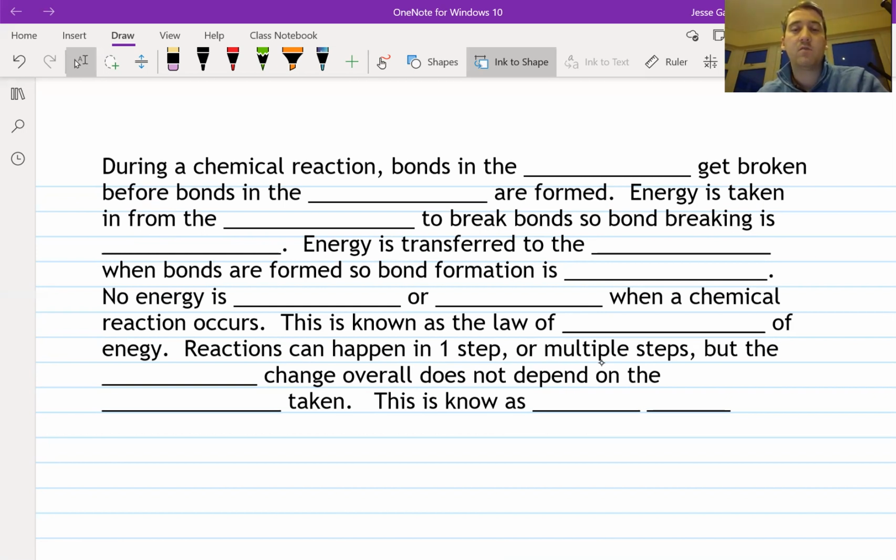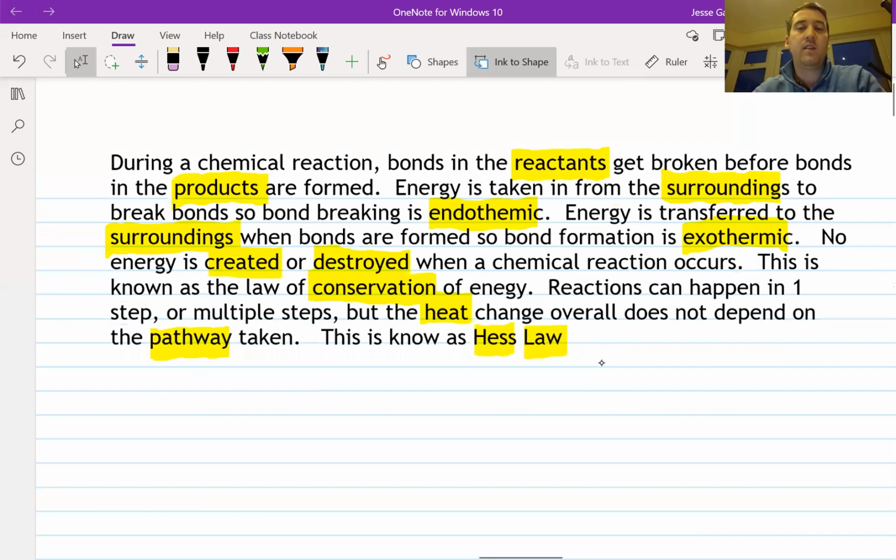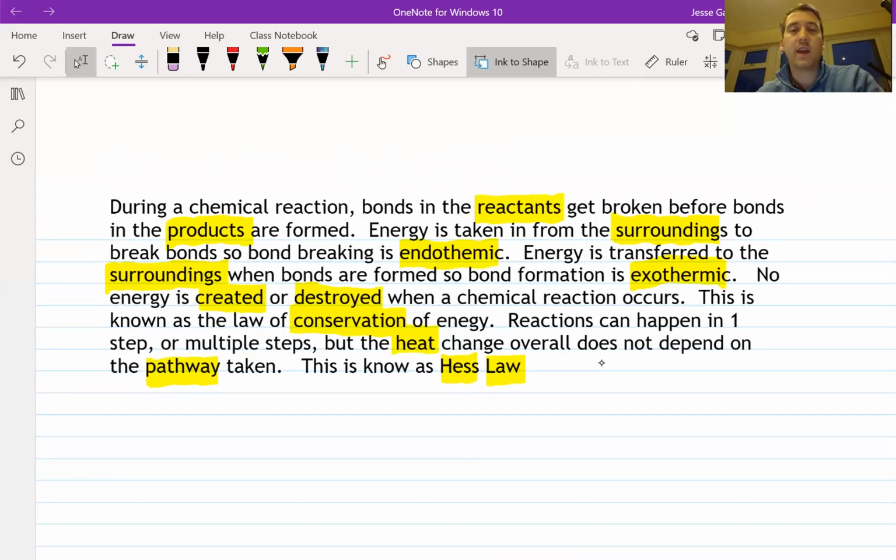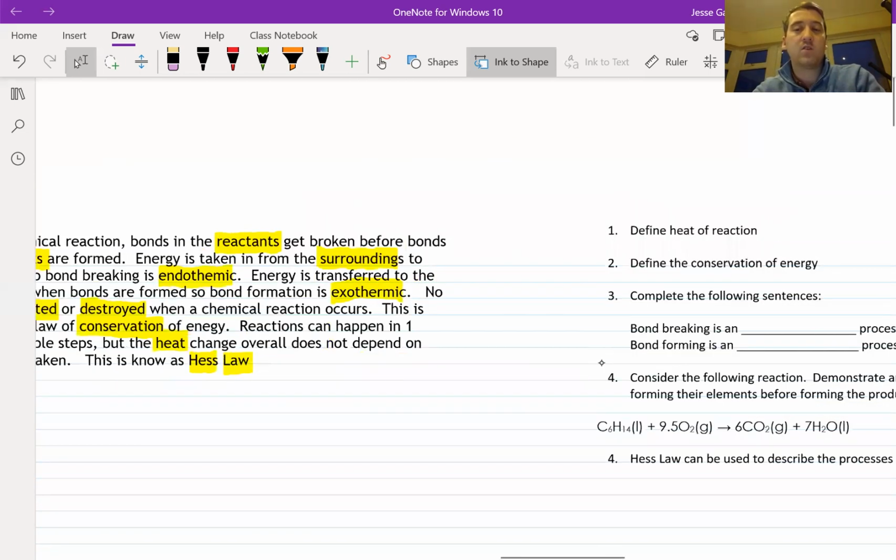No energy is created or destroyed when a chemical reaction occurs. This is known as the law of conservation of energy. Reactions can happen in one step or multiple steps, but the energy change overall does not depend on the pathway taken. This is known as Hess's law. So here are the written down answers. If you need to copy them down now, or fill in any mistakes you made, do that now. And I've got some more practice questions for you to do now.